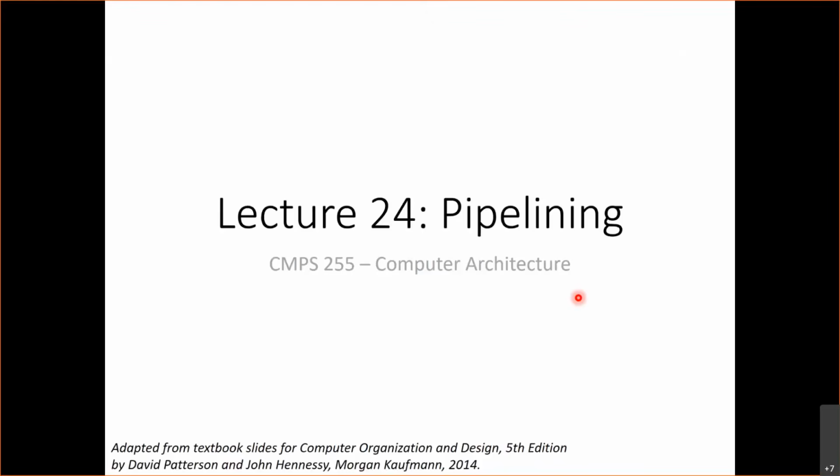Hello, everyone, and welcome to Lecture 24 of Computer Architecture. Today, we're going to start talking about a very important optimization in computer architecture, and that is pipelining.